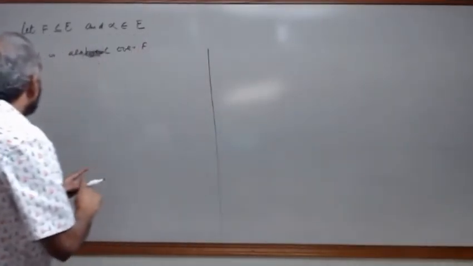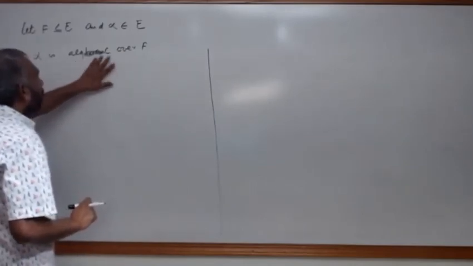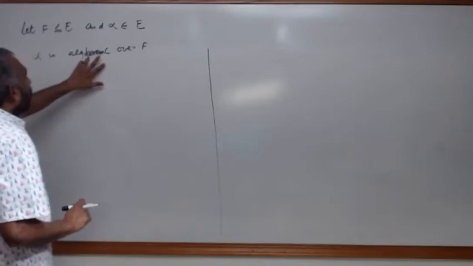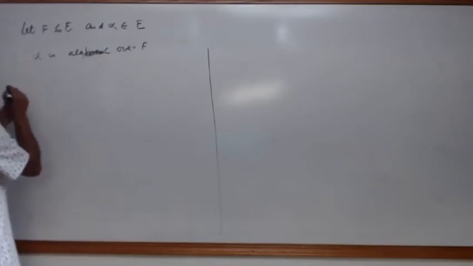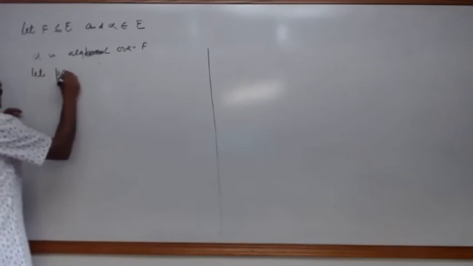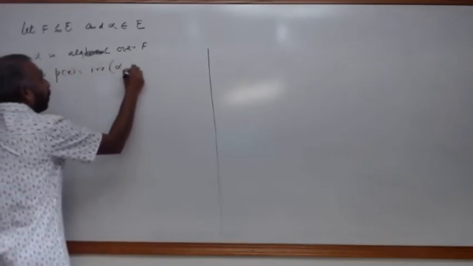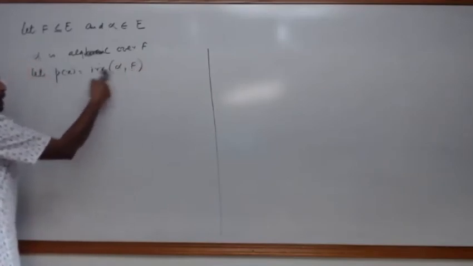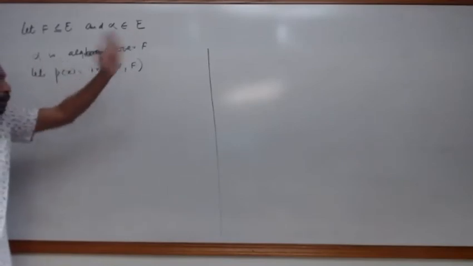Alpha is algebraic over F means there is an irreducible monic polynomial over F. So let P of x be the irreducible polynomial of alpha over F. This is actually a monic irreducible polynomial because alpha is algebraic. If it's transcendental, this is not the case. We are going to handle it differently.